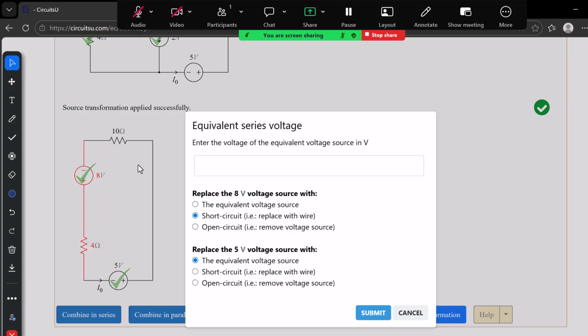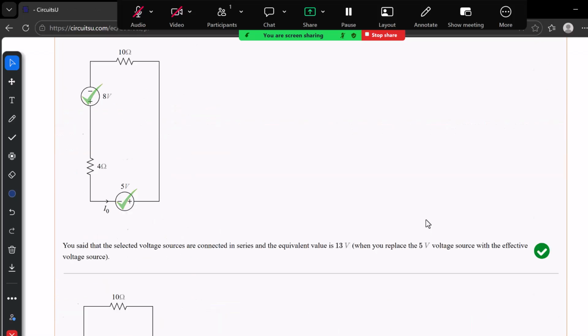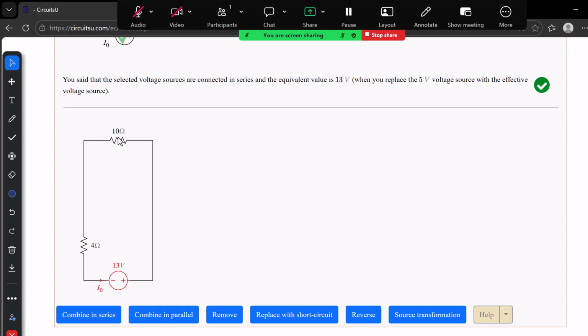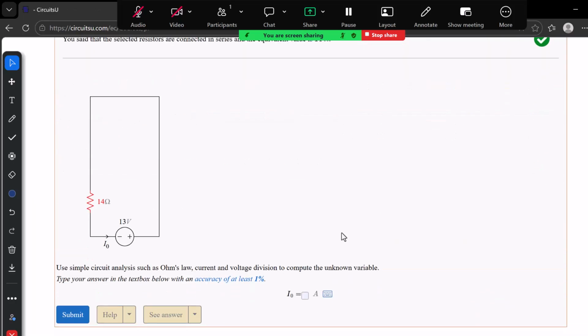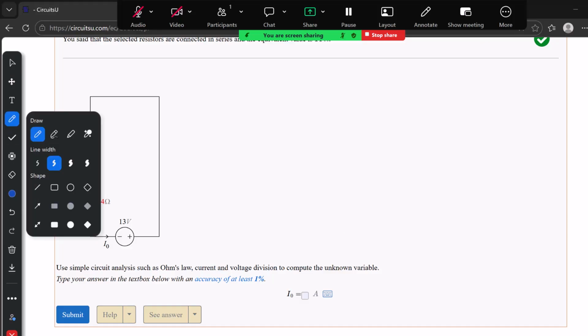It's just going to be 13, because again, the sense of current makes it that both of them will add up. So let me put here 13. Let me submit, and it is correct. Then finally, we can just combine the elements here, these resistors in series, so that we have 14. Then we submit, and then finally, we can obtain the final current.